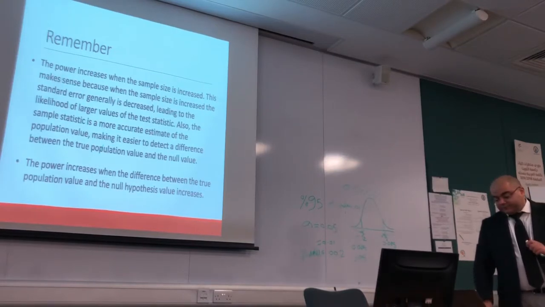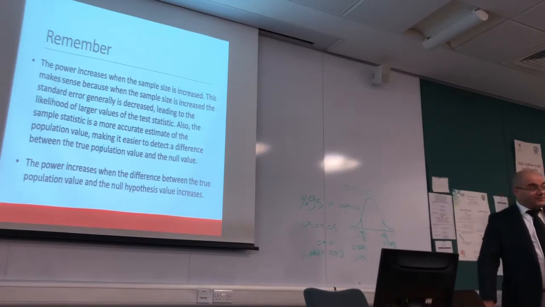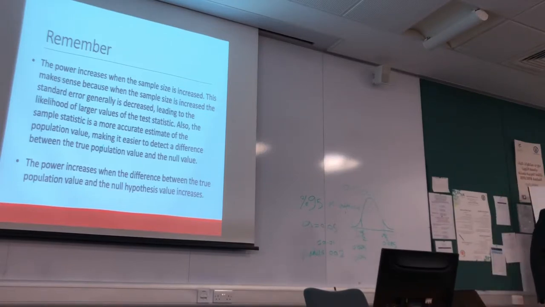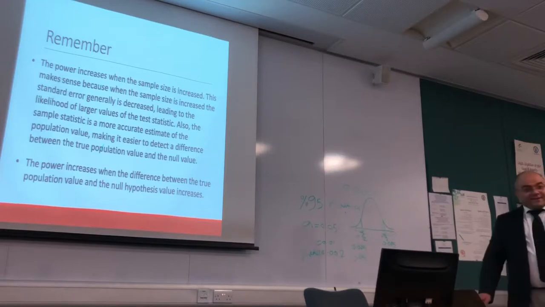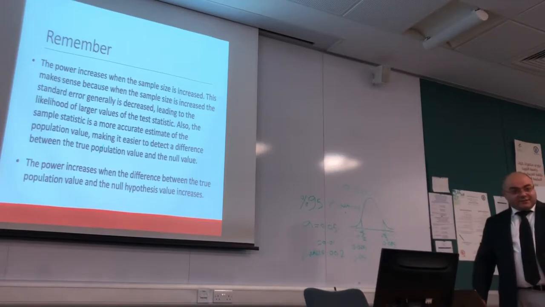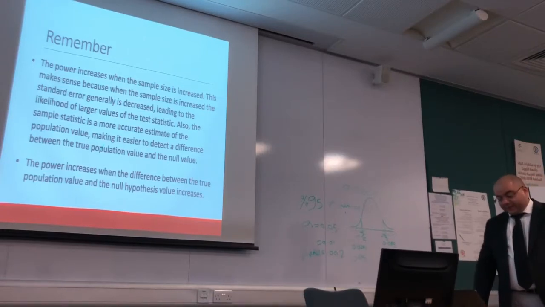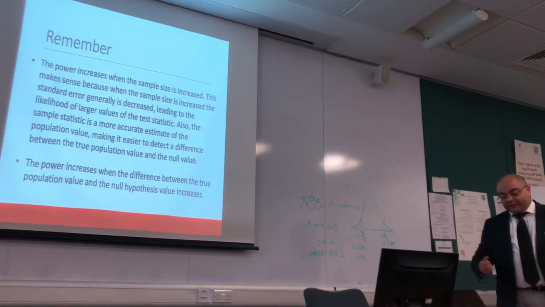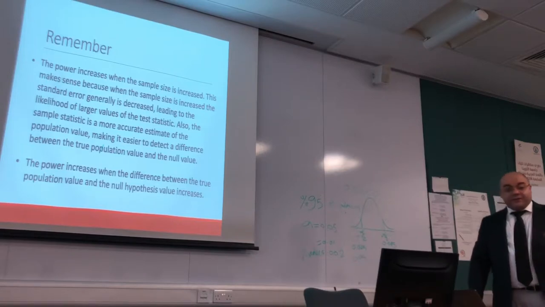Exactly. So power increases when the sample size increases. Makes sense because when the sample size increases, the standard error decreases, which is the margin of error. Again, the larger sample size decreases the standard error, leading to the likelihood of a larger value of the test statistic. The sample statistic is a more accurate estimate of the population parameter, making it easier to detect a difference. Power increases when the difference between the true population value and the null increases.